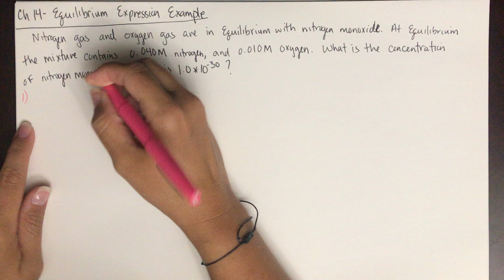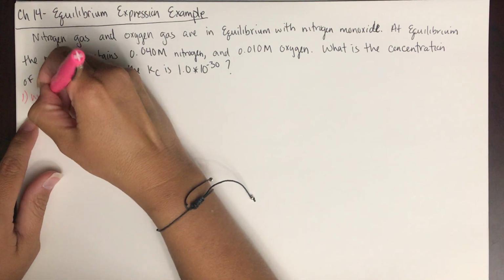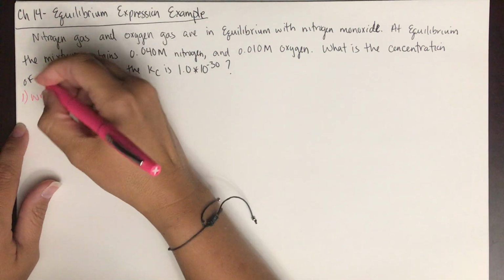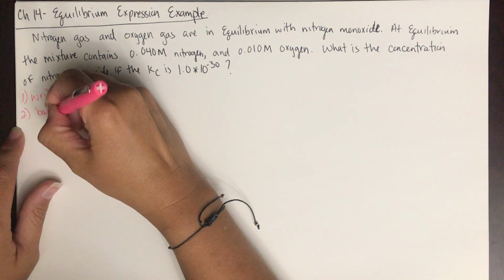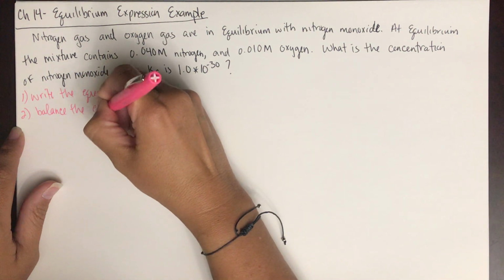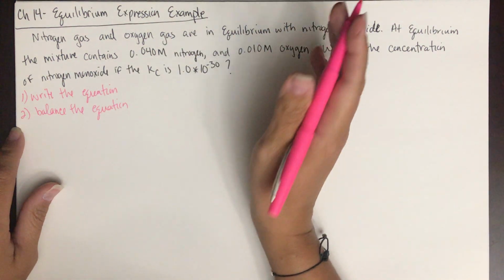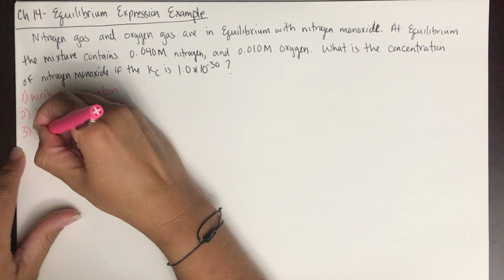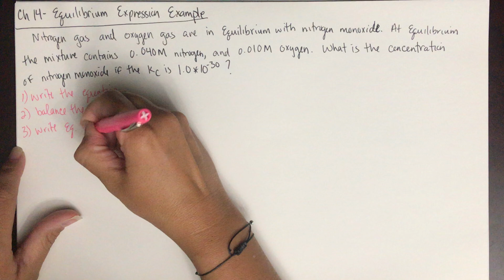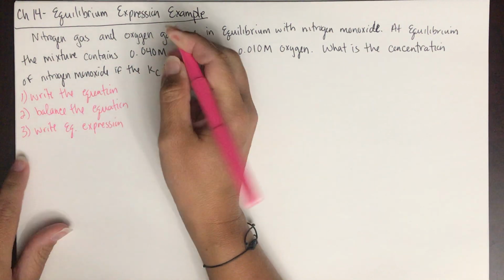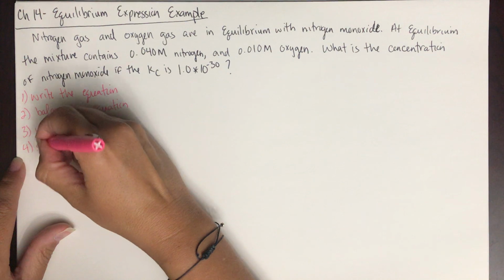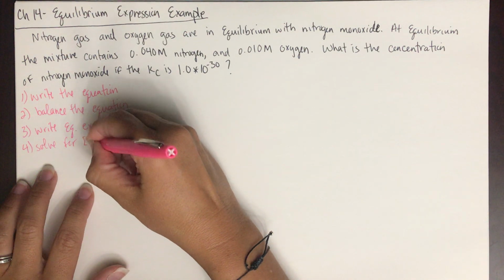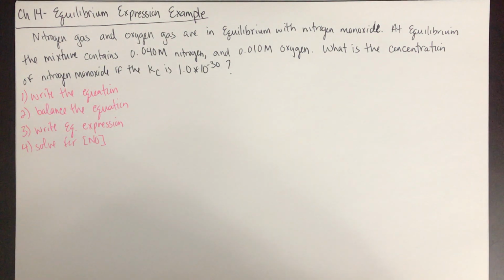Okay. So the first thing that we're going to do is write the equation. Then we're going to balance the equation. Sometimes the equation is already balanced. You can't ever assume that, so we'll just check. Then we're going to write the equilibrium expression. And then we're going to solve for the concentration of nitrogen monoxide. So that's what I'm going to do.